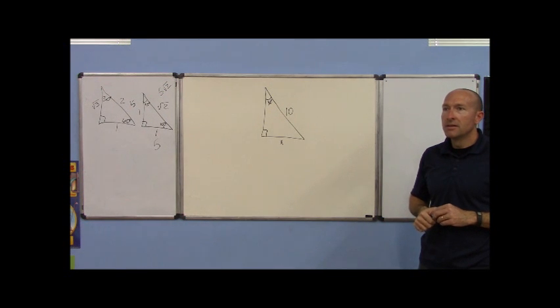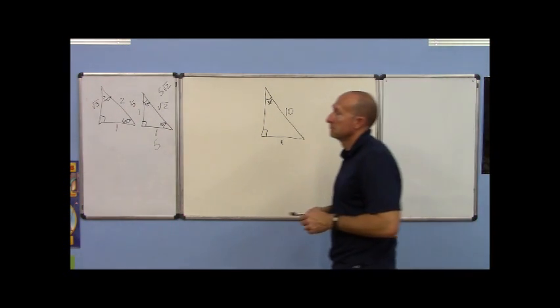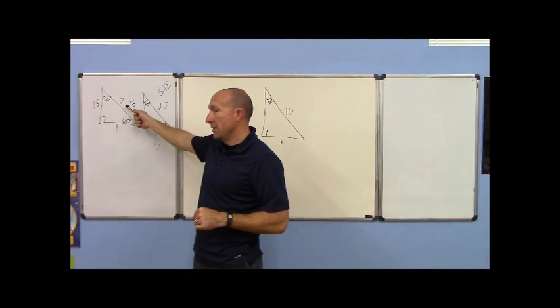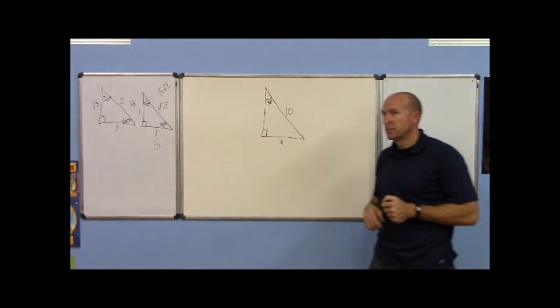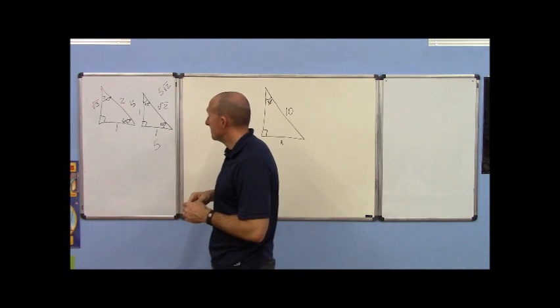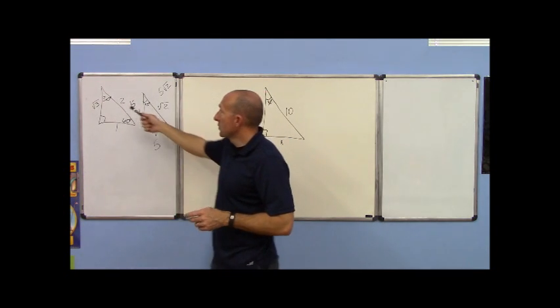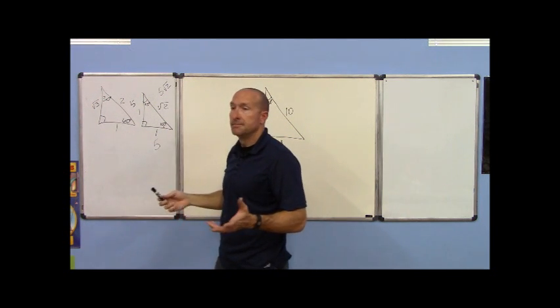Is it always half of what's on the hypotenuse? I know when we did the 6 and the 3, it was half. If this were 20, what would this be? 10. So it's always half. Yeah.